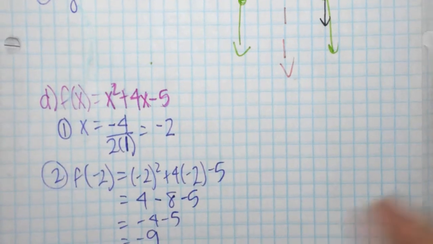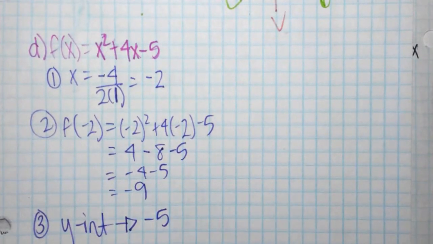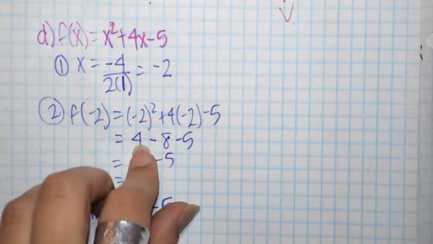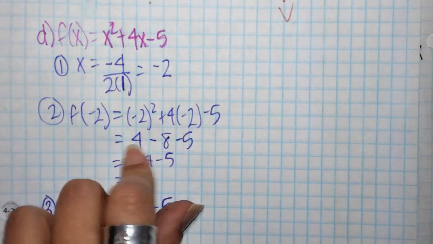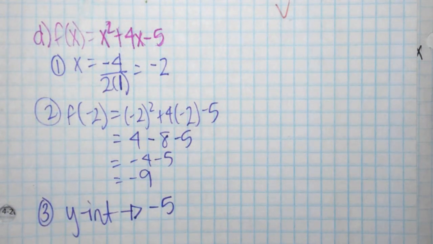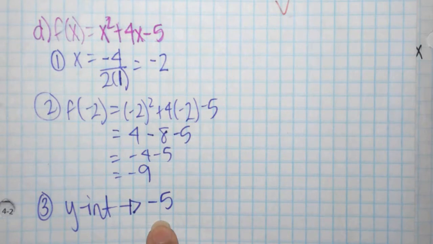For problem D, I got my axis of symmetry as x equals -2. I plugged in -2 and got a vertex of -9 because -2 squared is 4, 4 times -2 is -8, 4 minus 8 is -4, -4 minus 5 is -9. And then my y-intercept is -5.